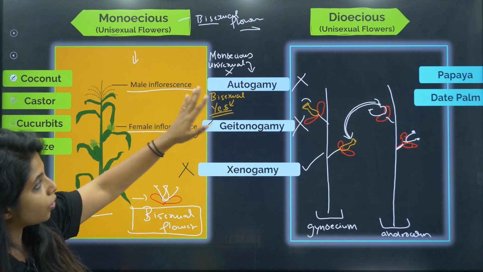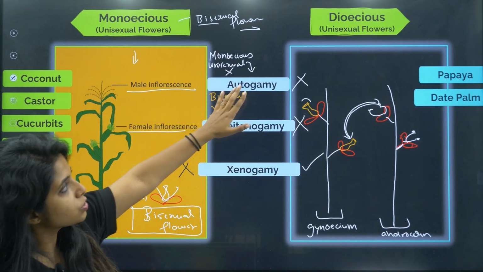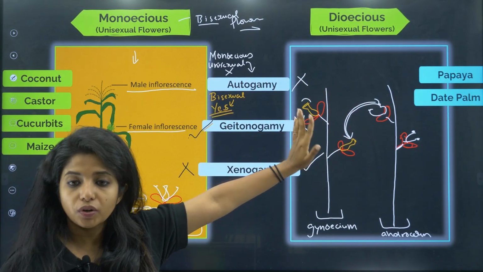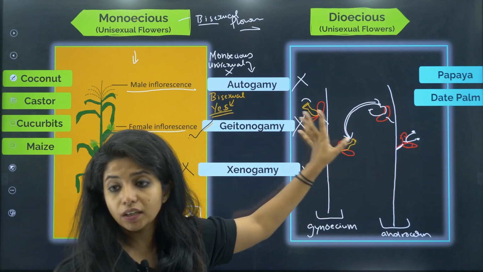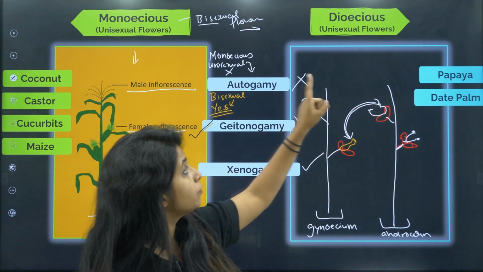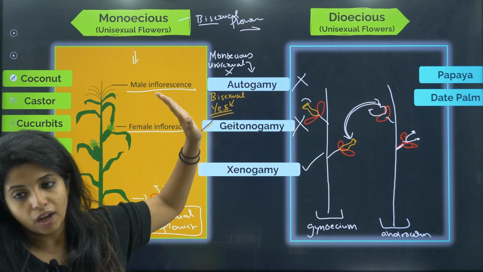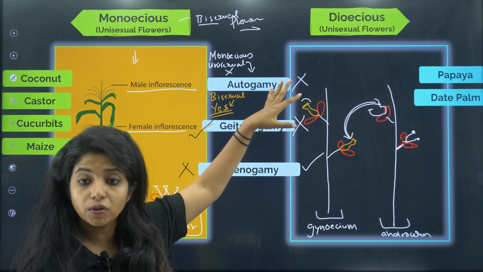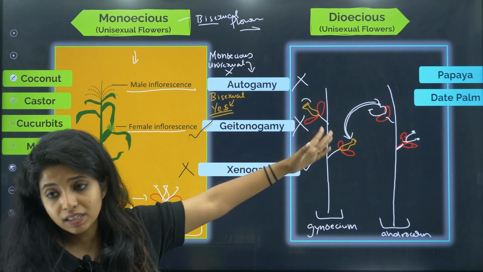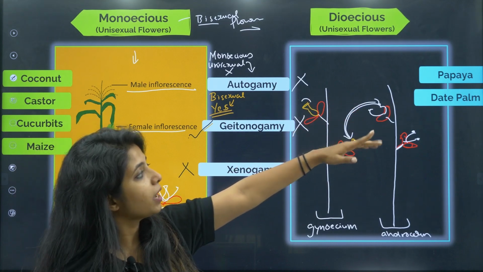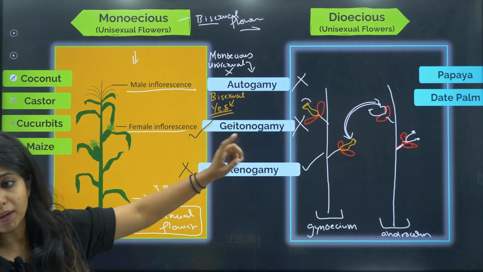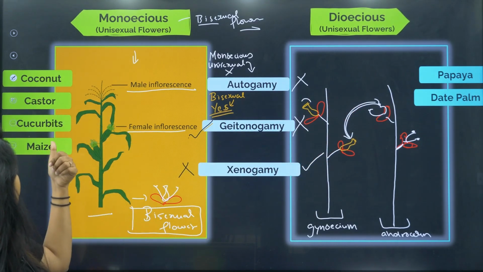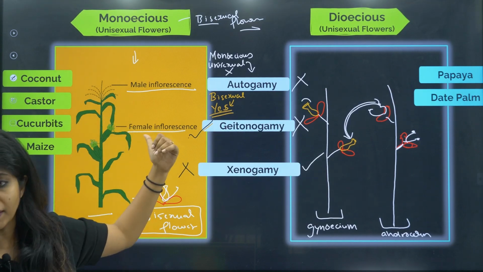So, if you talk about autogamy, children, autogamy is not possible in dioecious plants because they have different sexes in different plants. So, papaya and date palm would not be showing autogamy. Talking about geitonogamy, again it has to be between different flowers of the same plant, but if both the flowers have the same sexes, it cannot happen. So, papaya and date palm will not be showing geitonogamy, but on the other hand, castor, coconut, cucurbit, maize, all of them will be showing geitonogamy.